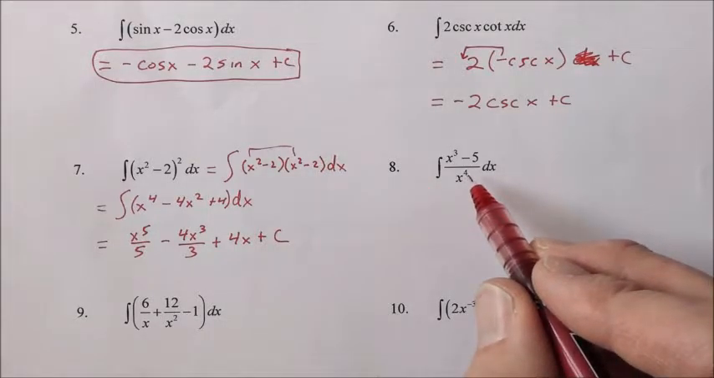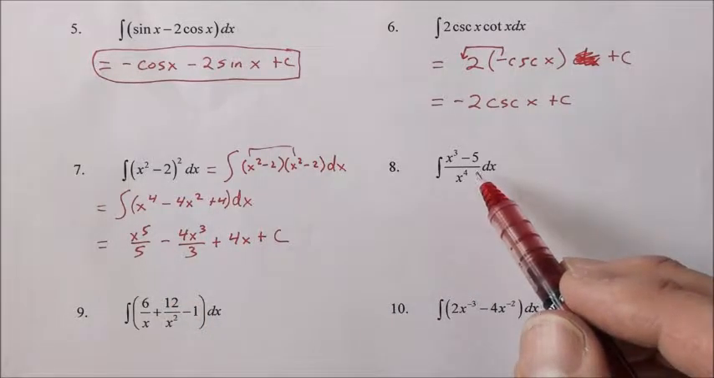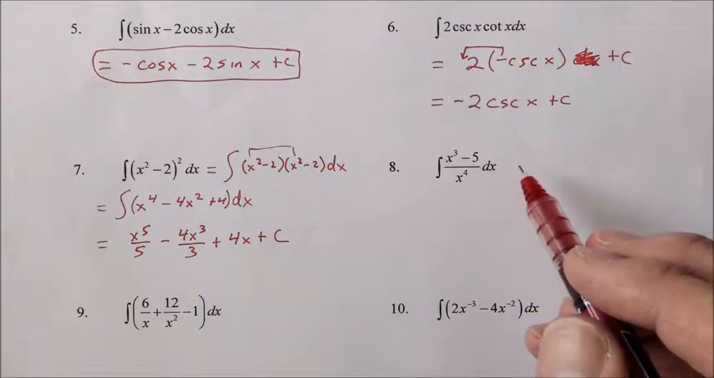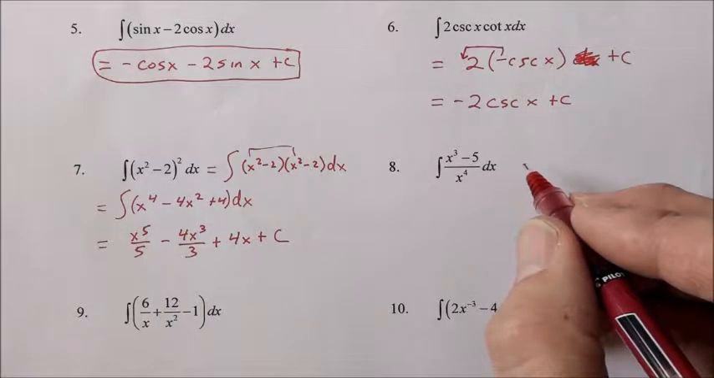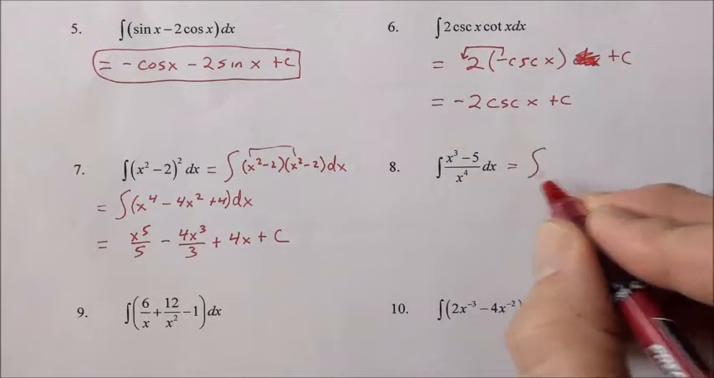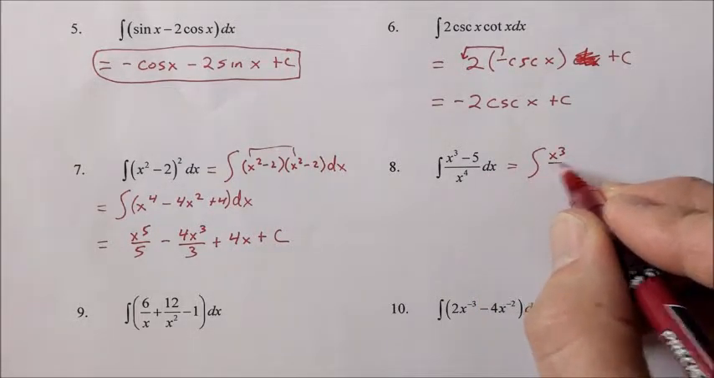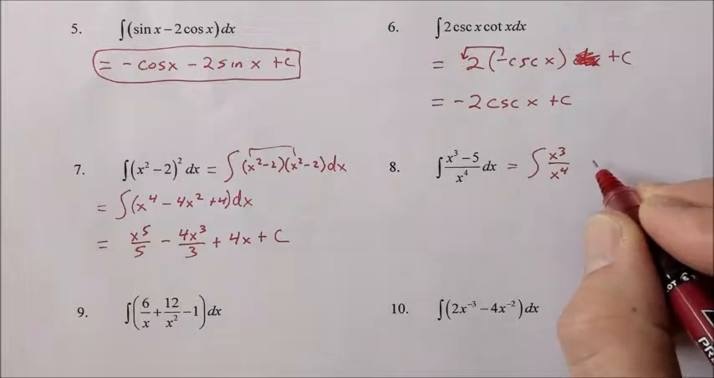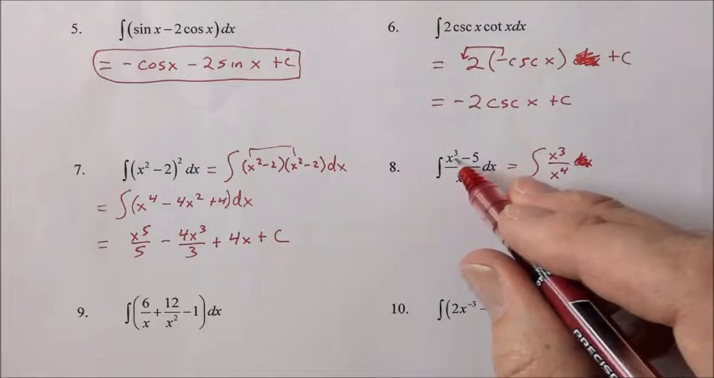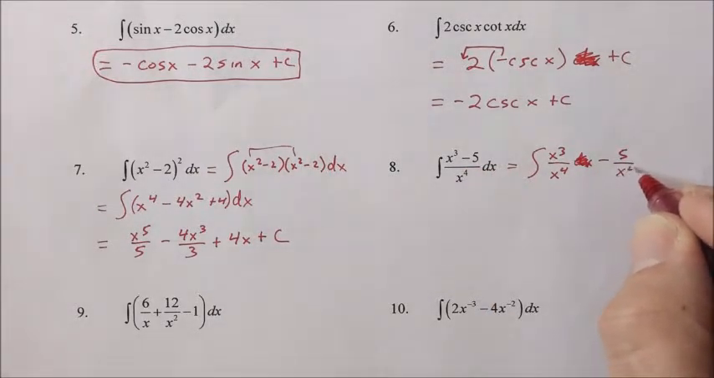Number 8, again, we have division going on. So like this one with multiplication, we don't have a rule for it, so we got to work around it. We can pull this fraction apart, similar to what we did with number 4, except number 4 was we're dealing with a product. Here we have a difference in the numerator. Thankfully, our difference of fractions tells us that we can, in essence, distribute that divided by x to the 4th to both parts. We have x cubed over x to the 4th minus 5 over x to the 4th.